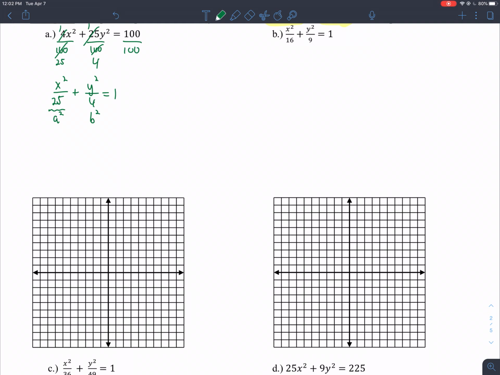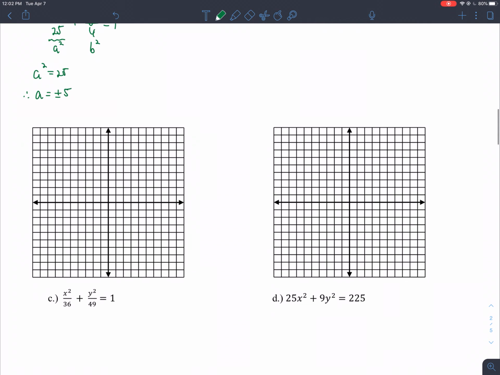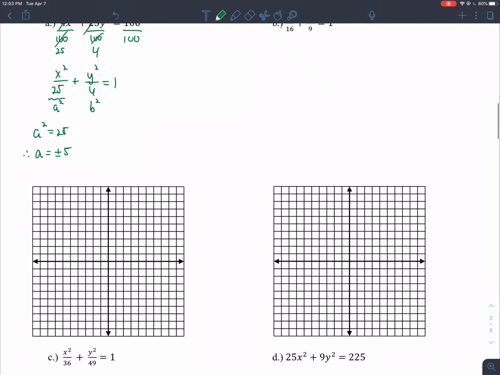So a is the number that's associated with the vertices. a squared is 25, and if I take the square root of both sides, a is plus or minus 5. Because a is under x squared, I know the vertices are on the x-axis, and remember for this section, all our ellipses are centered at the origin. So I'm going out to 5, and I'm going back to negative 5, and those are my 2 vertices.